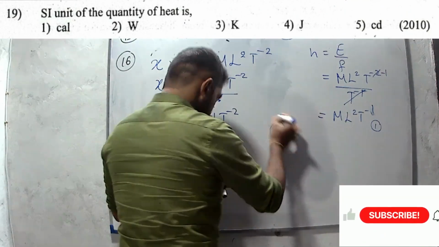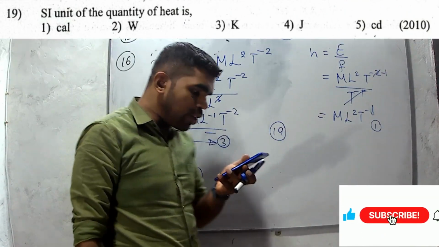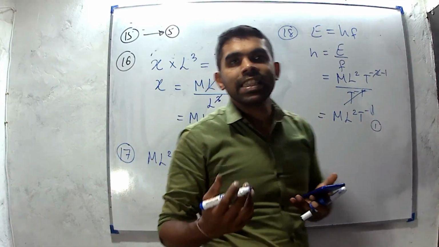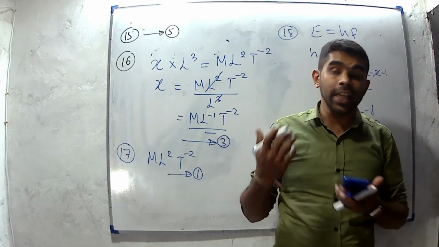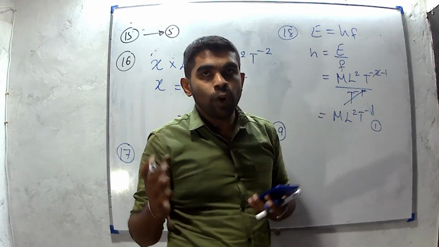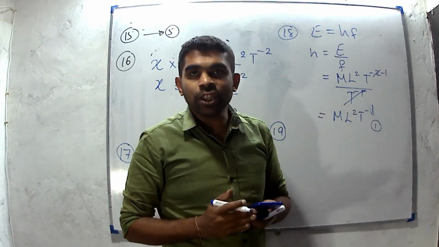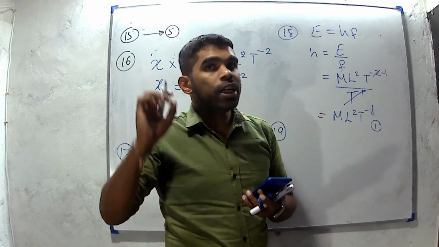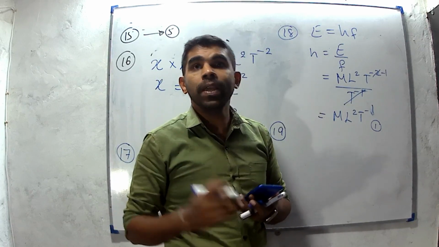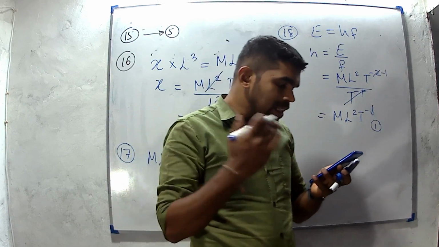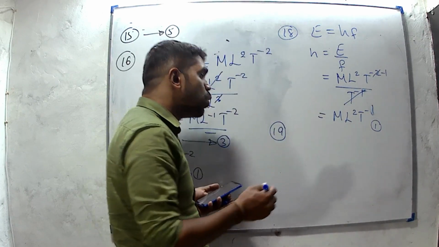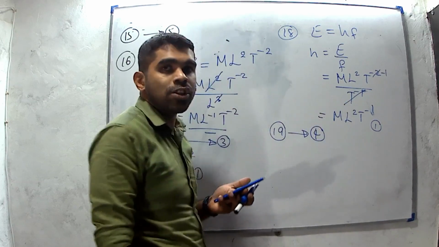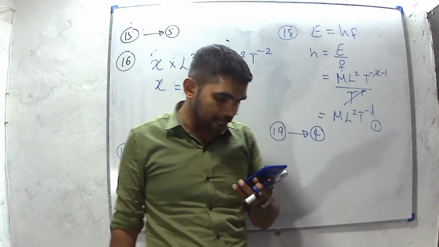Then 19. The SI unit of the quantity of heat is? We know that heat is a type of energy. Therefore the dimensions of heat should be the dimensions of energy, and the unit of heat should be the unit of energy. In this question, the fourth answer is joules. We know that the SI unit of energy is joule. Then the answer should be 4 for question number 19.